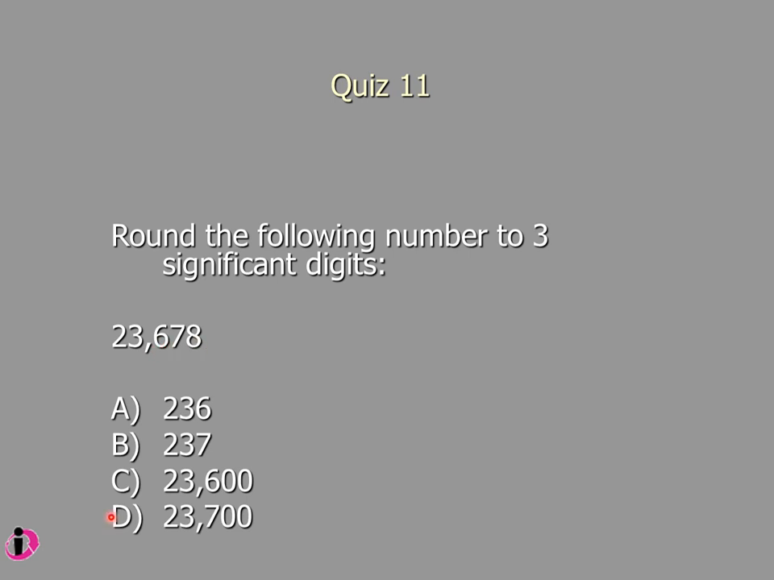So the right answer is going to be D. The reason I add 1 to this is because the first digit I dropped, which I replaced by 0, is 5 or more. So the right answer is D, 23700. Now let's try another example. How about this? I have to round to 3 significant digits.